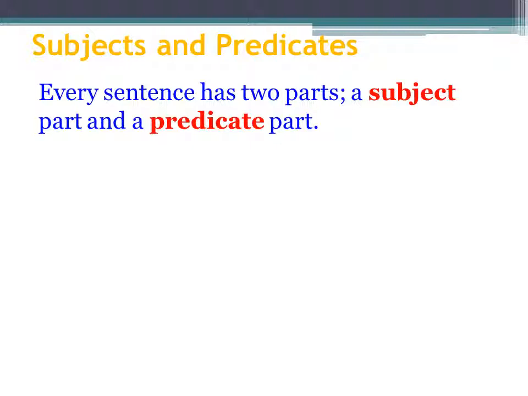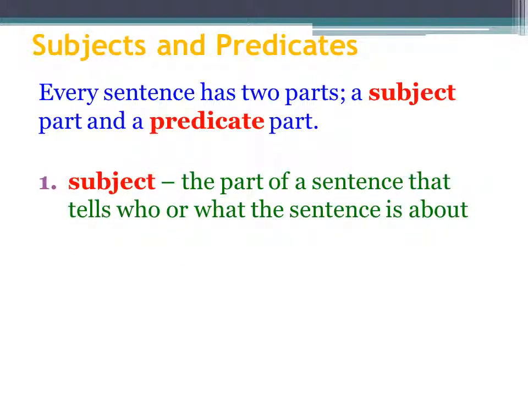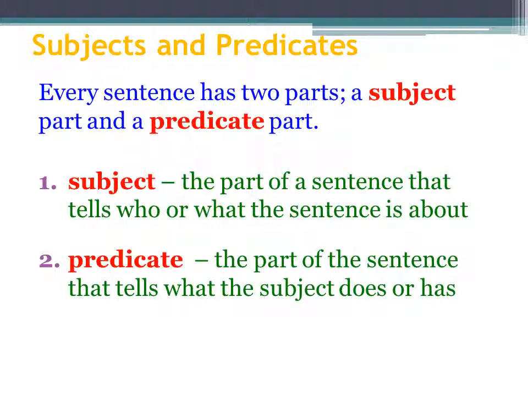What we're going to do is we're going to start by defining subject and predicate. The subject is defined as the part of the sentence that tells who or what the sentence is about. The predicate of a sentence is the part of the sentence that tells what the subject does or what the subject has. Every sentence has a subject and a predicate. If it does not have both of these, it is not a sentence.